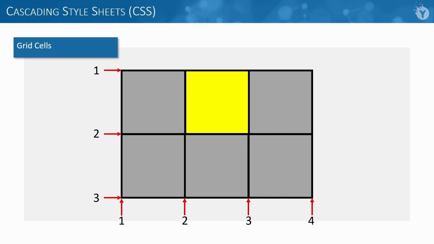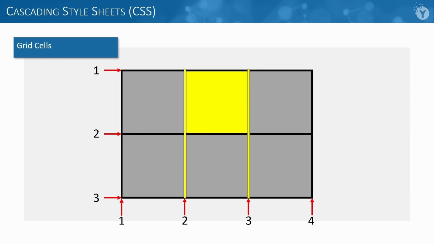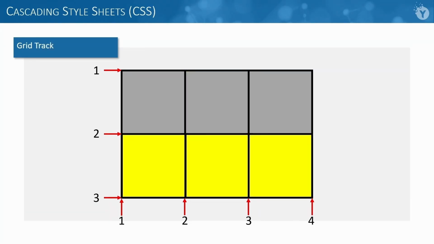Grid cells are the space between grid lines. They are a single unit of the grid, and the example here shows a cell highlighted between row grid lines 1 and 2, and column grid lines 2 and 3. Grid track refers to the space between 2 grid lines, and you can think of these as the columns or rows of the grid. This example shows the grid track between the second and third row grid line.